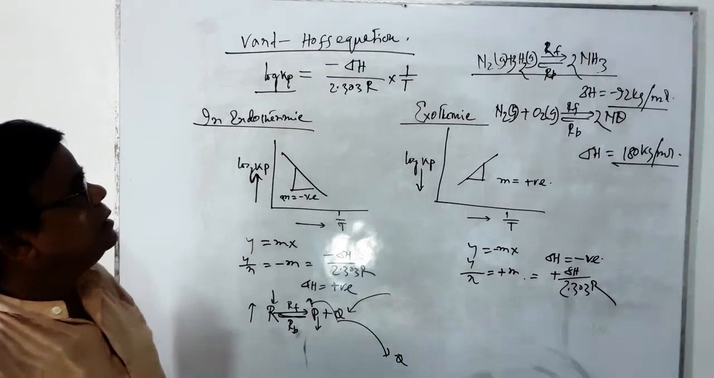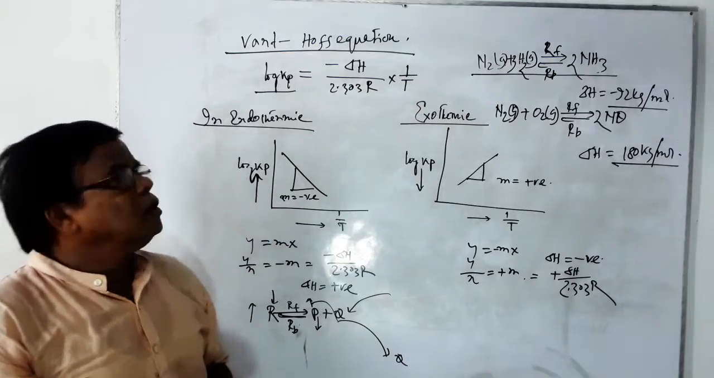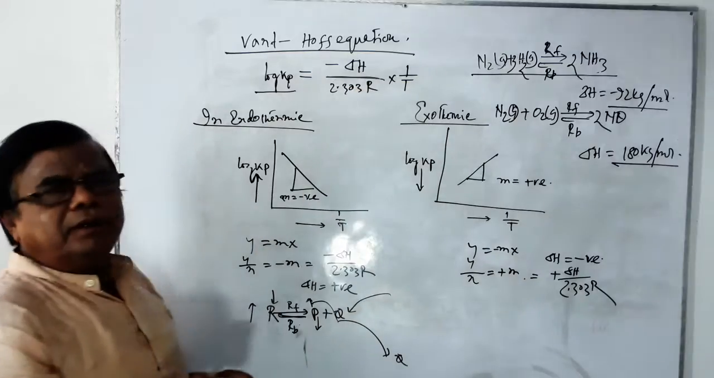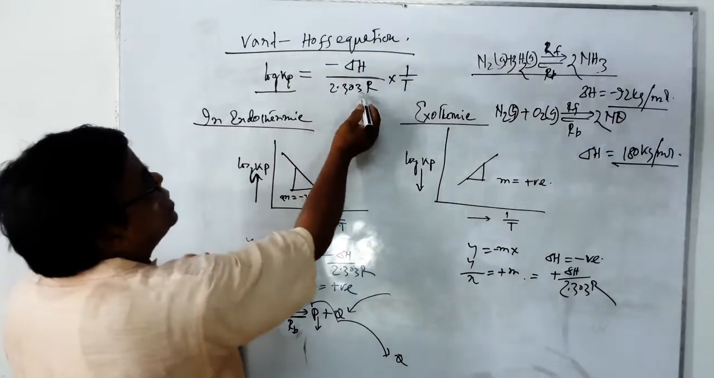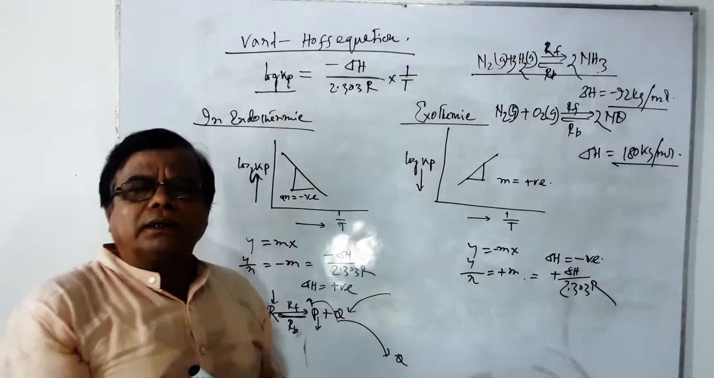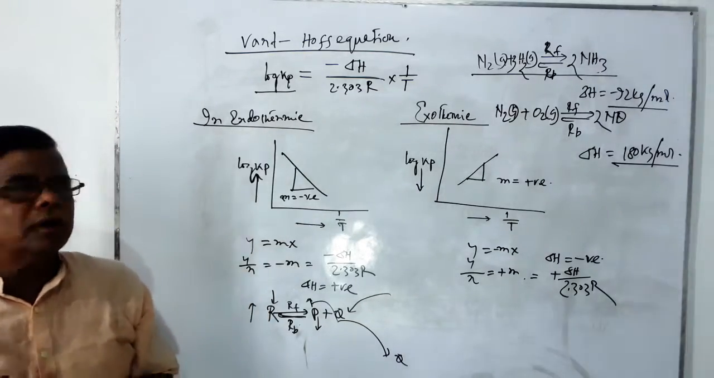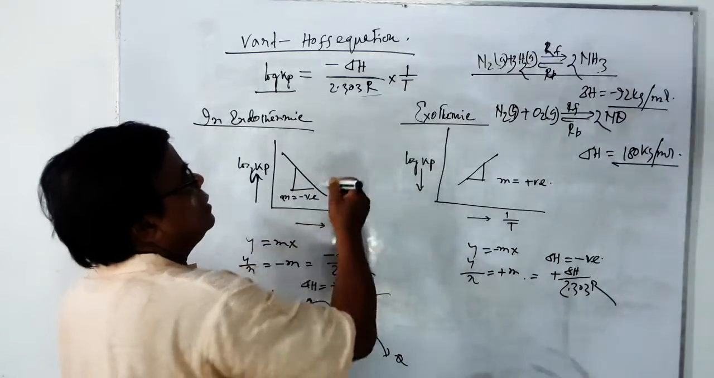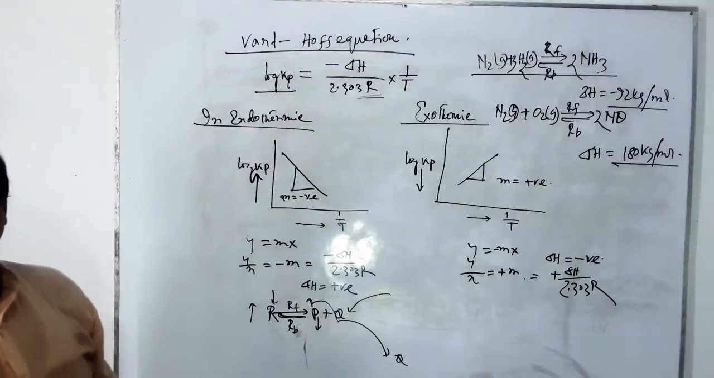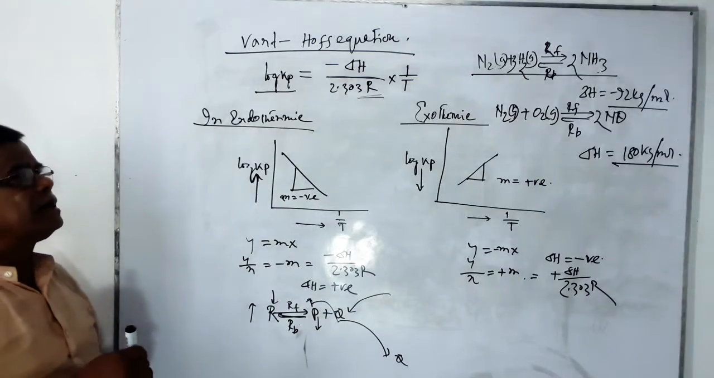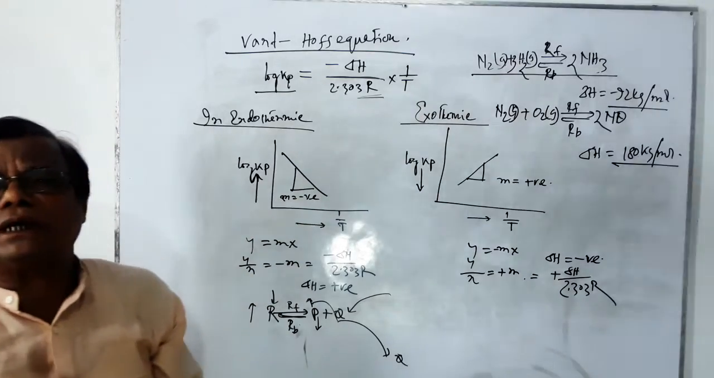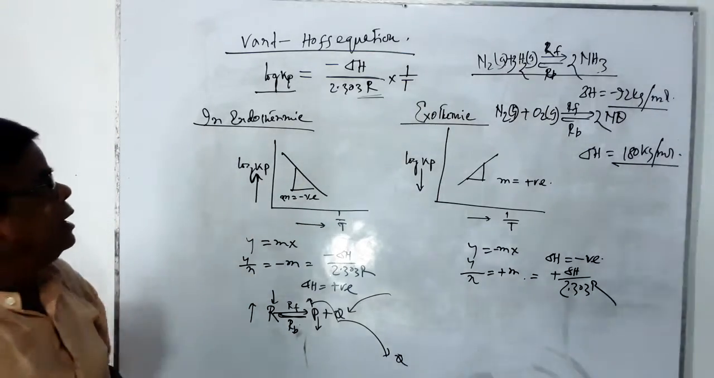2.303 R into 1 by T, where ΔH is the change of enthalpy, 2.303 is the constant number to convert ln into log, R is the molar gas constant, and 1 by T is the temperature on the absolute scale, that is, the absolute scale temperature T, big T.